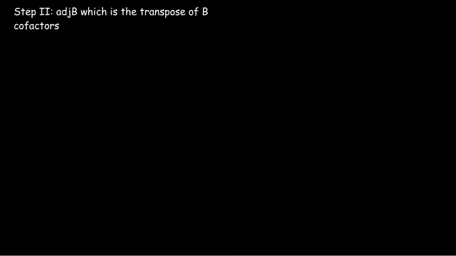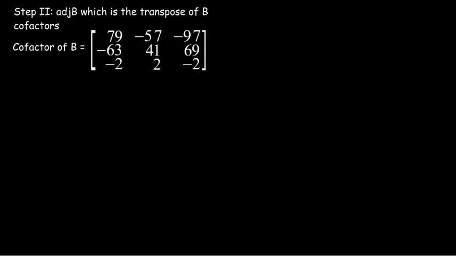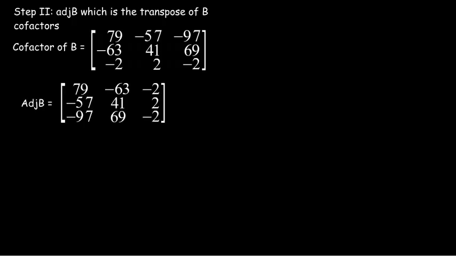Now our next step, we are going to be finding the adjoint of B, which is the transpose of B's cofactors. Now our cofactors of B is equal to the matrix 79 minus 57 minus 97, minus 63 41 69, minus 2 2 minus 2. And when we transpose it, it equals 79 minus 63 minus 2, minus 57 41 2, minus 97 69 minus 2.